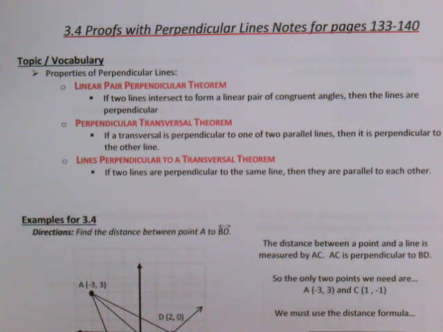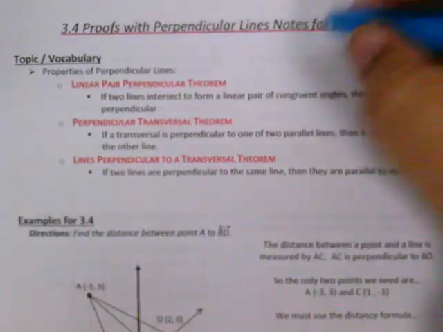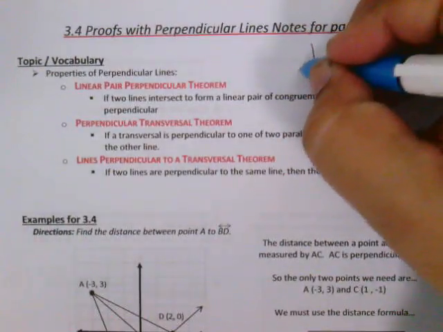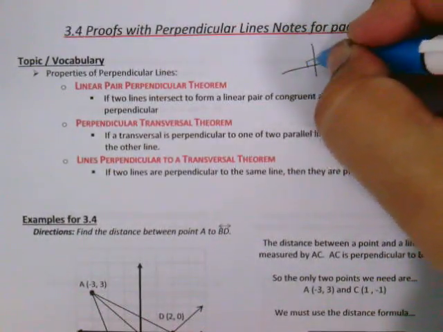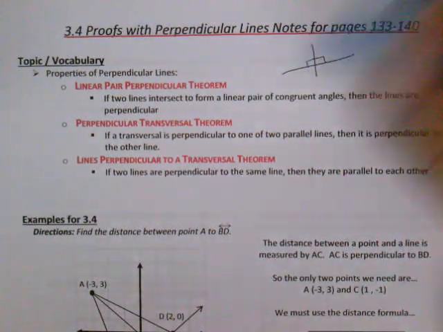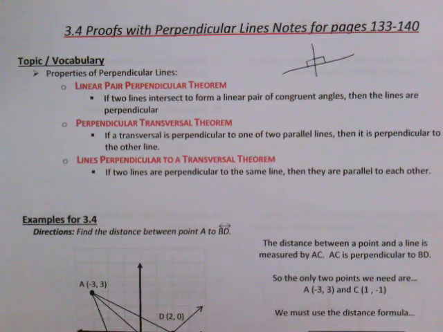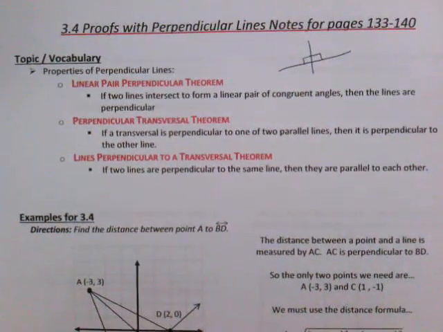So, the linear pair perpendicular theorem: if two lines intersect to form a linear pair of congruent angles, then the lines are perpendicular. Okay, so in other words, two lines that intersect, and this side is equal to the other side. The only way that would happen is if they were perpendicular. That's what they're trying to say.